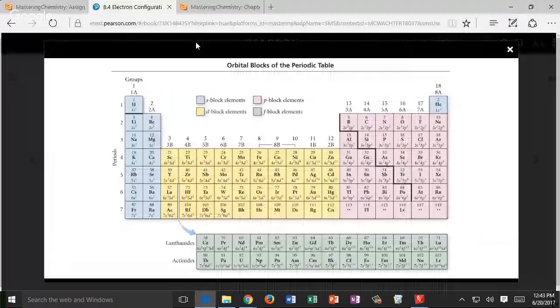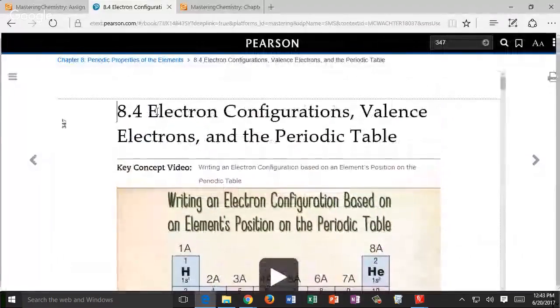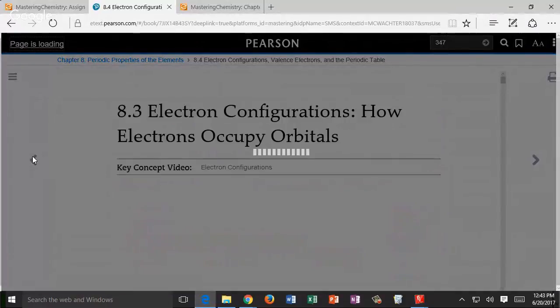Start with a picture again. And actually, they talk about this at the beginning of this chapter.